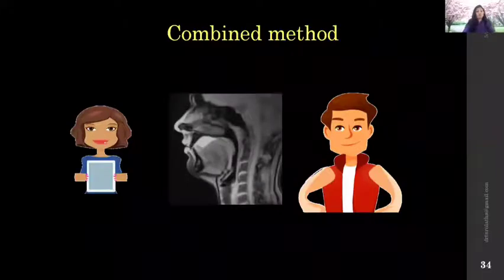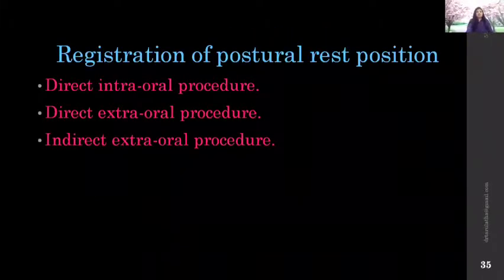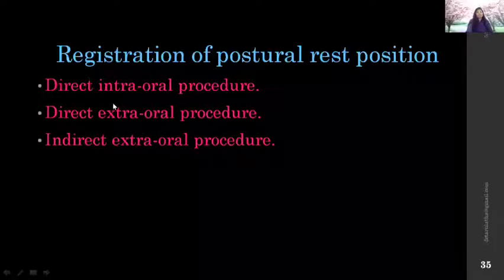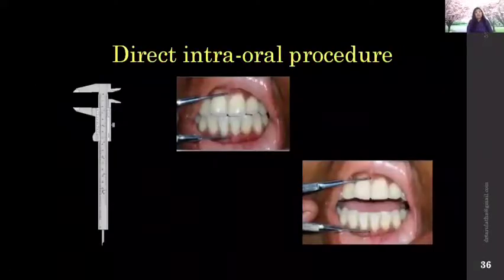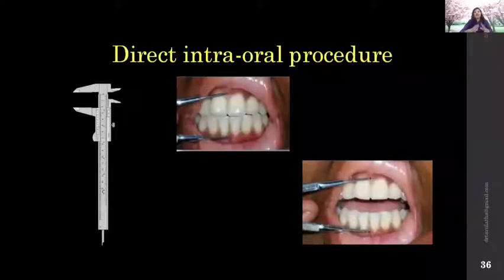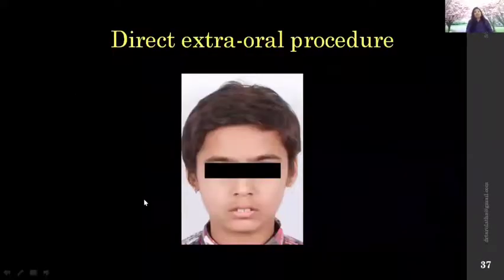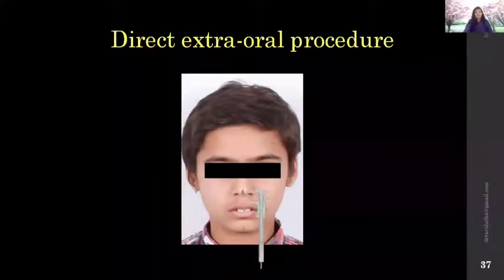But how are we going to record it? For recording or registering the postural disposition, you have 3 methods: direct intraoral procedure, direct extraoral procedure, and indirect extraoral procedure. So how does it go? Let's see. In the direct intraoral procedure, we ask the patient to do those exercises which I have already explained, like the phonetic or command method. Then you take a vernier caliper or a divider and measure directly inside the mouth. Then there is the direct extraoral procedure, in which you directly examine the patient himself. I'll be talking more on this in the subsequent slides.